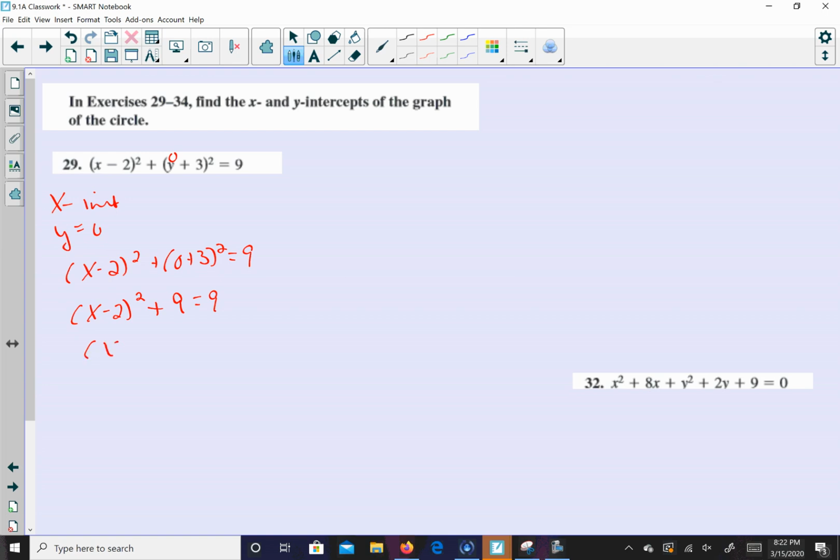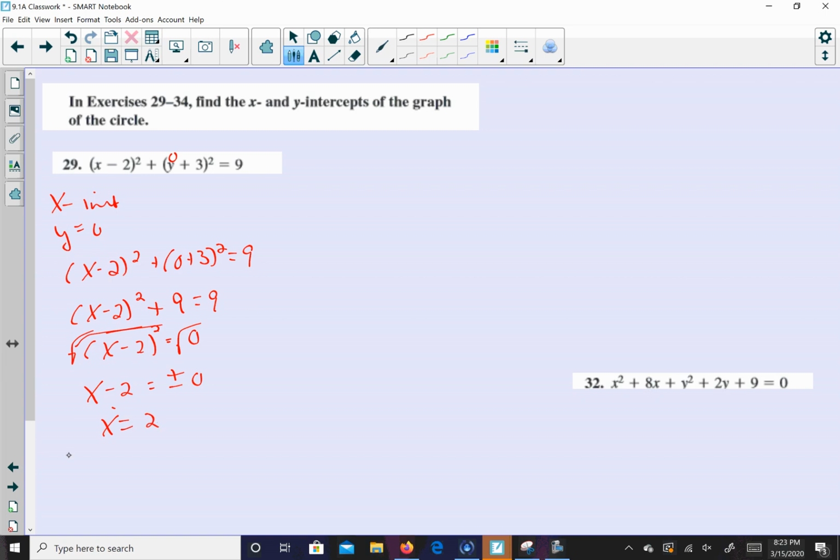Subtract 9 from both sides, and I'm going to have x minus 2 squared is equal to 0. Take the square root of the left side, take the square root of the right side. When I take the square root of this binomial squared, it just erases the square. It just takes care of this being squared and makes it x minus 2. And then the square root of 0 is 0. Technically, you should think of it as plus or minus 0, but 0 is just 0. So then I'm going to add 2 to both sides, and I'm going to get x is equal to 2.